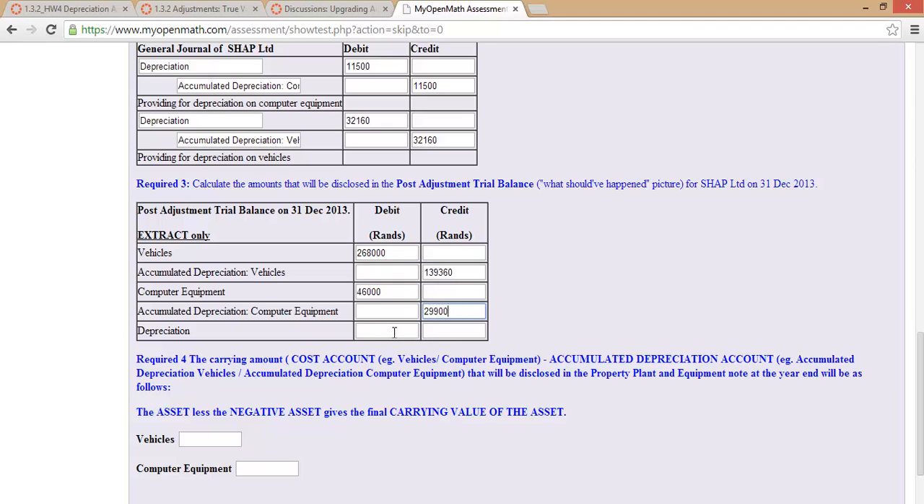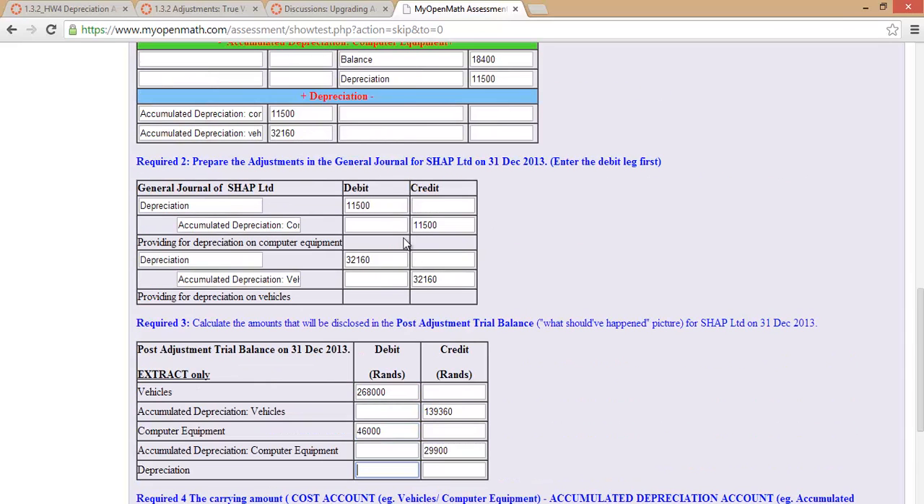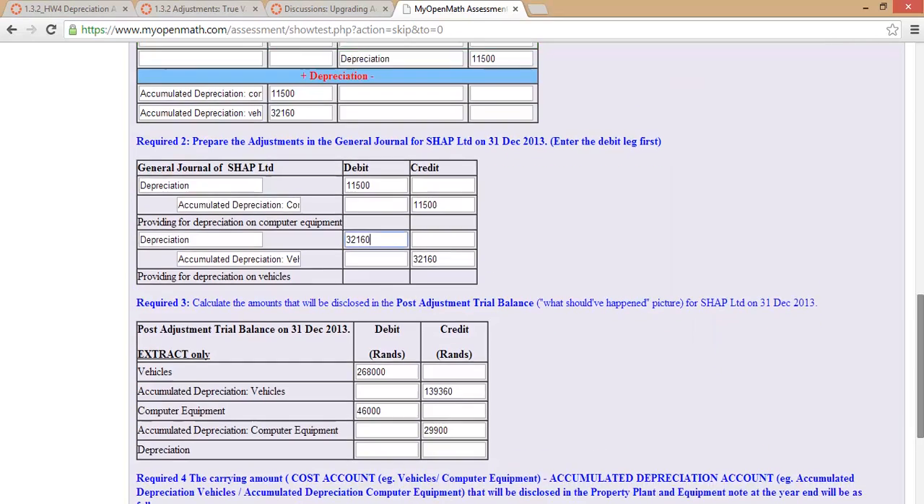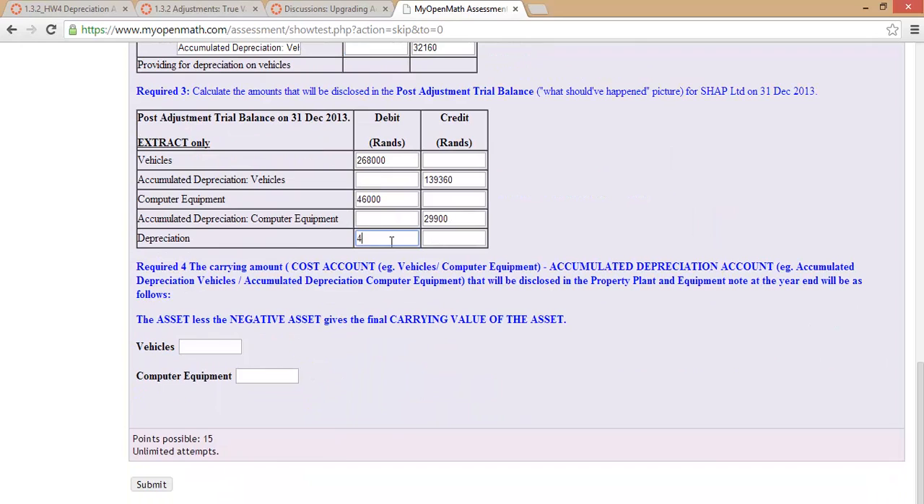29,900. Finally, our depreciation figure was simply these two depreciation adjustments here, 11,500 plus 32,160. If we add those two together, 11,500 plus 32,160 gives me a final total for depreciation of 43,660.